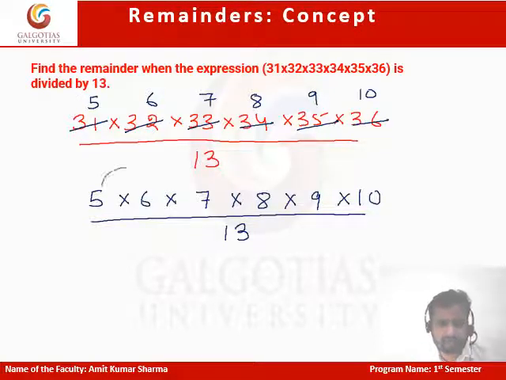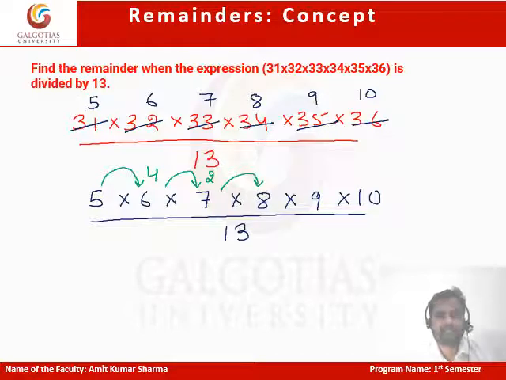5 times 6 is 30. 30 divided by 13, 26 is divisible, remainder is 4 only. Then 4 multiplied by 7, 28 divided by 13, remainder is 2 only. Then 2 multiplied by 8, 16. 16 divided by 13, remainder is 3 only.